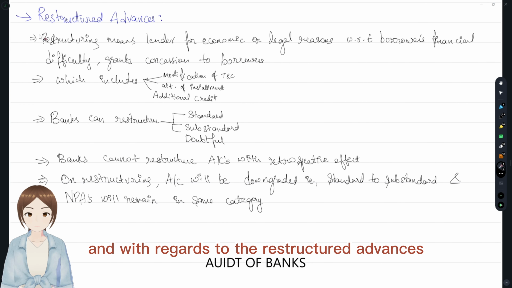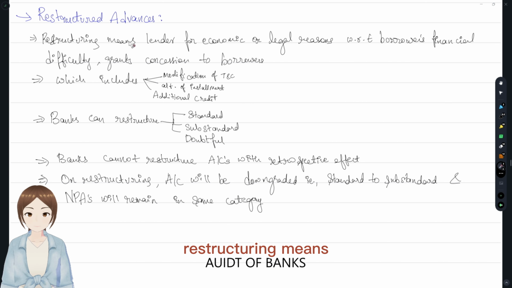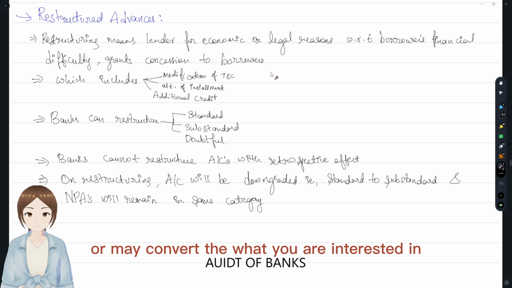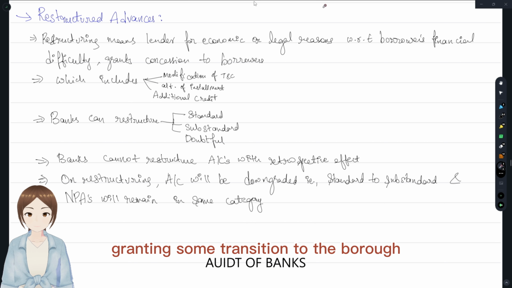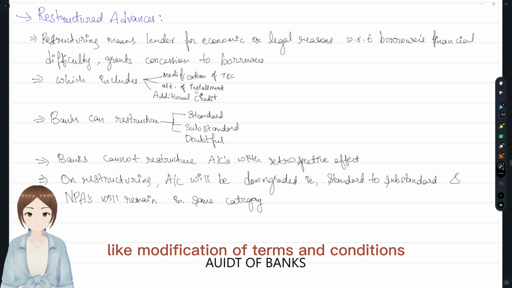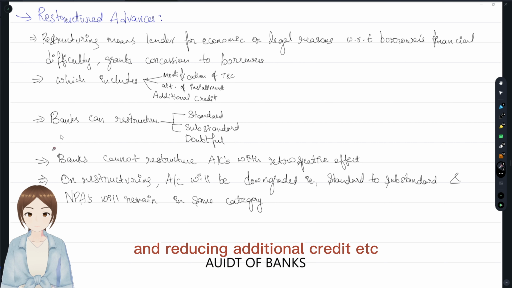And with regards to restructured advances, restructuring means the lender, for economic or legal reasons with respect to the borrower's financial difficulty, grants concession to the borrower. That is, they may waive off the interest or convert the overdue interest into the principal amount and reduce the EMI portion also. That is, the bank is granting some concession to the borrower, which includes modification of terms and conditions, alteration of installments, giving additional credit, etc.